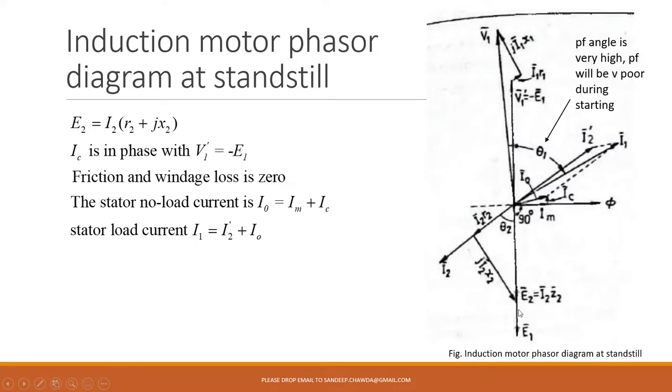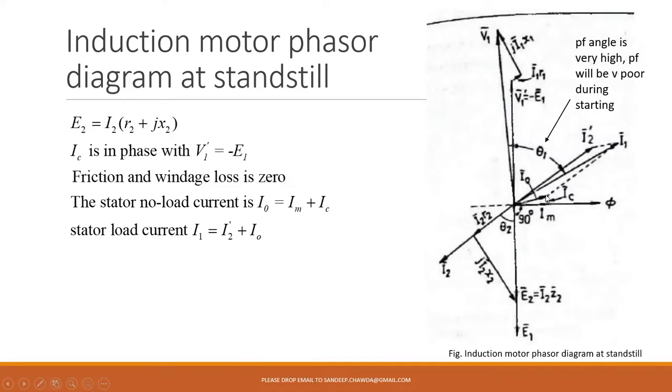Now you could draw E1, which will also be in phase with E2, and the I2 dash can be obtained by reversing this I2. You have to draw the same length of I2 in the opposite direction. So in the opposite direction, just draw one line of the length of I2, which will be called I2 dash. I1 will be obtained by taking the phasor sum of I2 dash and I0.